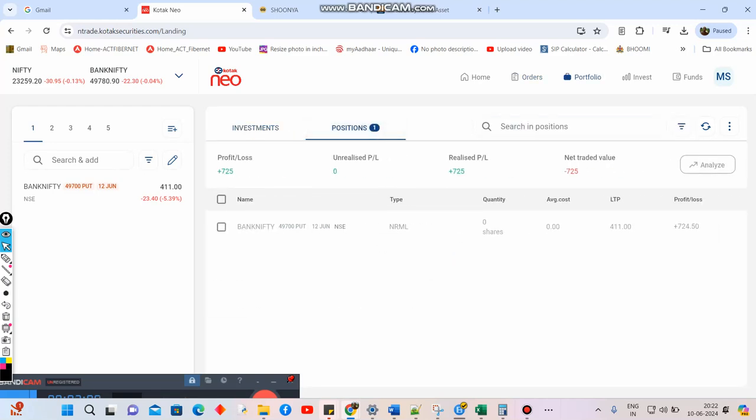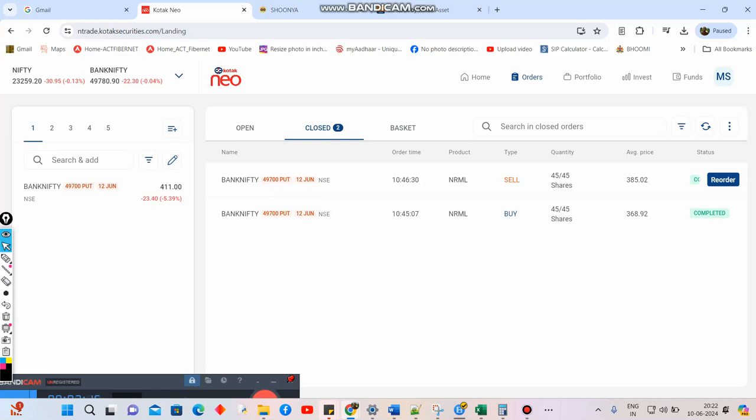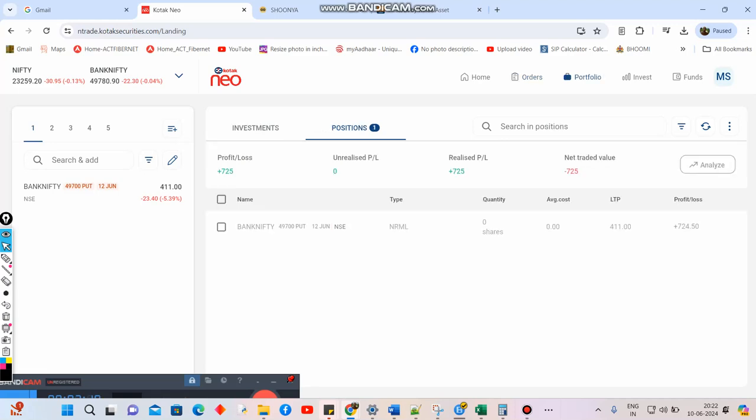I made a profit of 700 rupees here in this trade. But I took three sets in this trade. I took 3 sets and I made some profit.